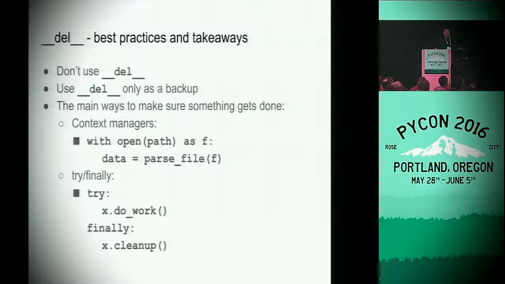Python does provide good ways to make sure things actually happen. The first is context managers, the with statement. That will ensure that something happens, in this case, a file actually gets closed. And it provides try/finally, this way to make sure something happens. __del__, unlike destructors in a language like C++, is not a good way to make something happen when you're done with an object.